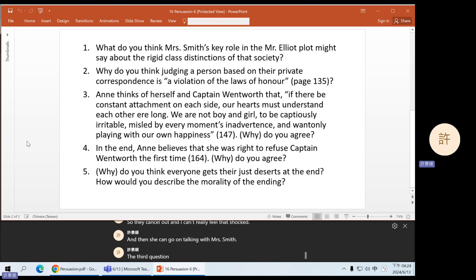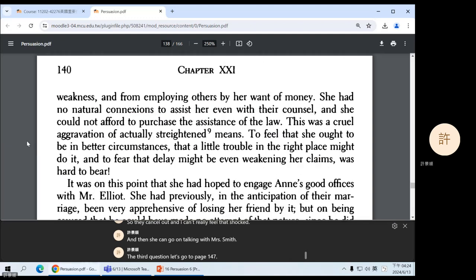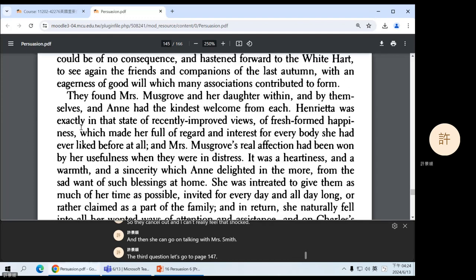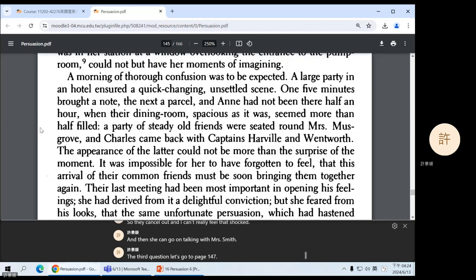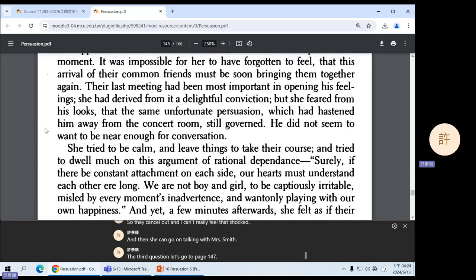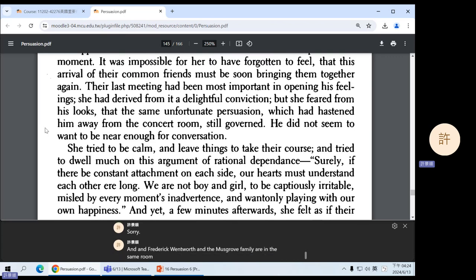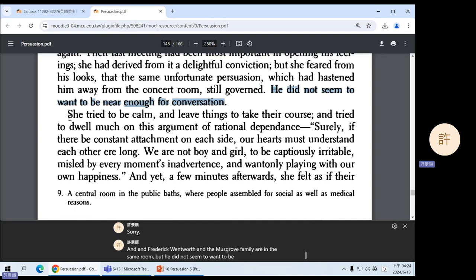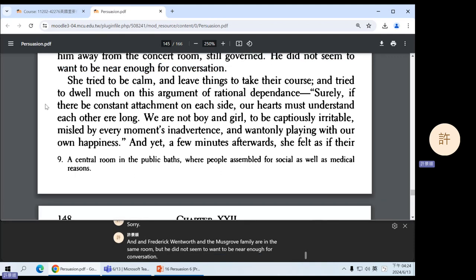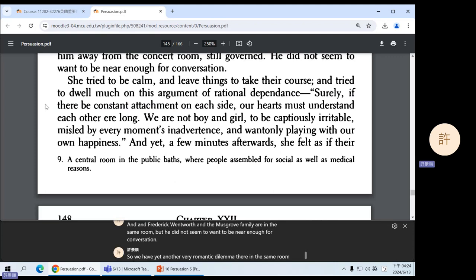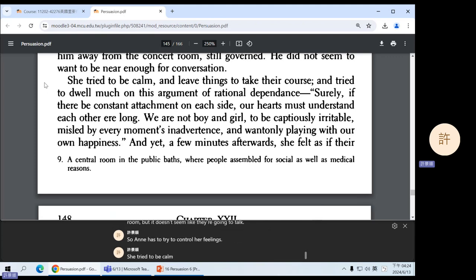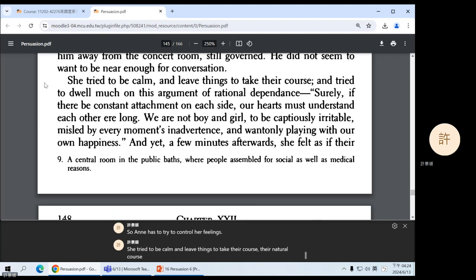The third question, let's go to page 147. So if you remember, this is near the last scene of the film. Anne and Frederick Wentworth and the Musgrove family are in the same room, but he did not seem to want to be near enough for conversation. So we have yet another very romantic dilemma. They're in the same room, but it doesn't seem like they're going to talk. So Anne has to try to control her feelings. She tried to be calm and leave things to take their natural course, 顺其自然, and tried to dwell much on this argument of rational dependence.